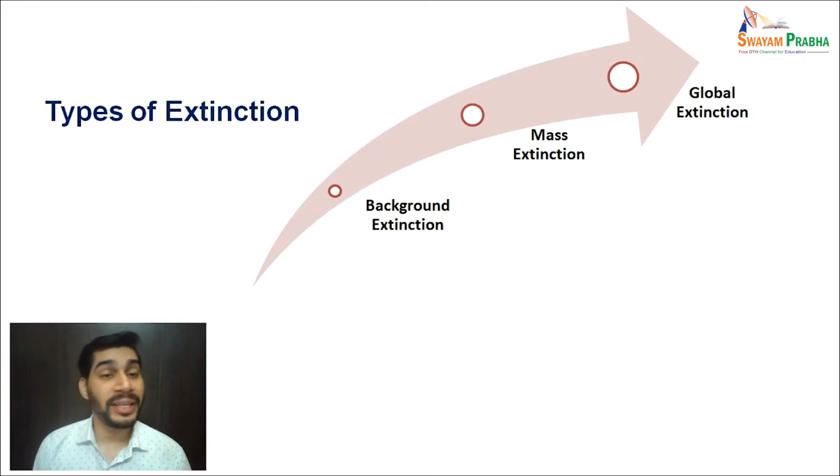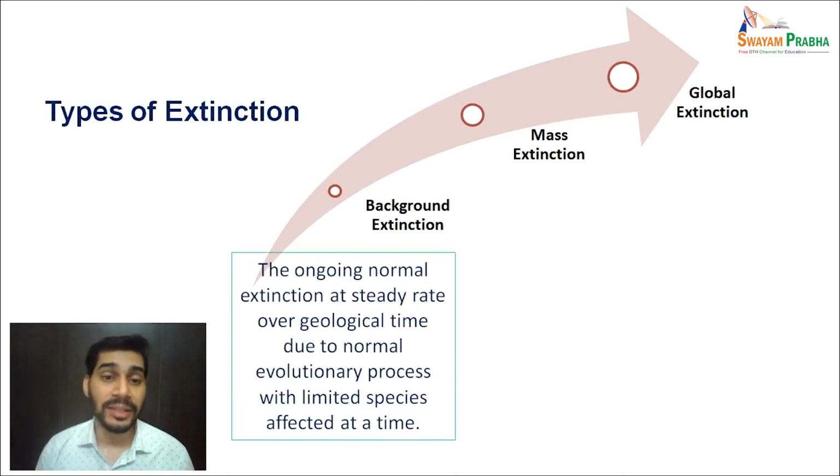So let's quickly summarize these 3 types of extinction event which we have talked about. We started with background extinction, which means the ongoing normal extinction at steady rate over geological time due to normal evolutionary process with limited species being affected at a particular time. Here what you need to focus upon is the normal extinction occurring at steady rate. It is a normal evolutionary process. It affects a limited species at a particular time.